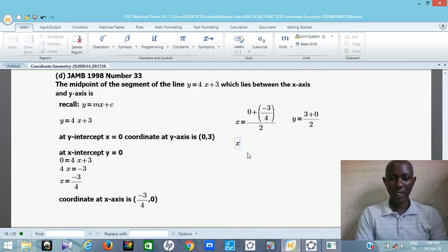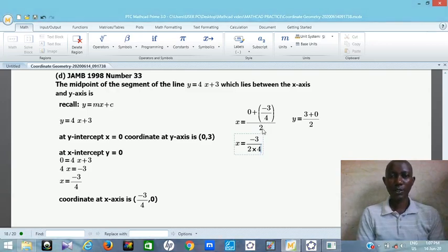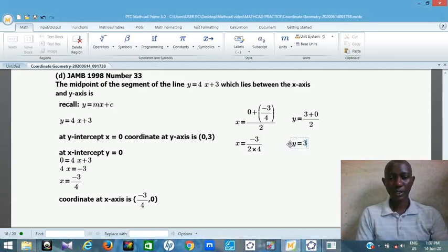When you are used to this system, you have no problem in understanding the topic. So x is now going to be equal to 0 plus this, which will remain the same. So this is minus 3 over 4 divided by 2. If you simplify this, we are going to have minus 3 divided by 2 times 4. You know 4 is the denominator, so 4 is going to multiply 2. Take note of that. Then for y now, y is going to be equal to 3 over 2.